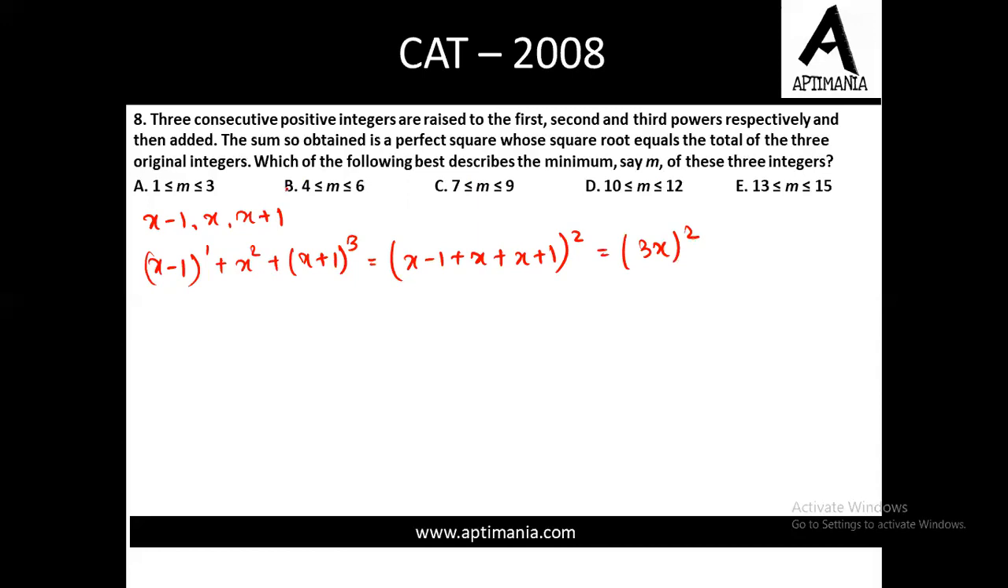For solving this equation, what we will get is x minus 1 plus x square plus x cube plus 3x square plus 3x plus 1 equal to 9x square. This plus 1 and minus 1 will get cancelled out, right? On solving, what we'll have is x cube.